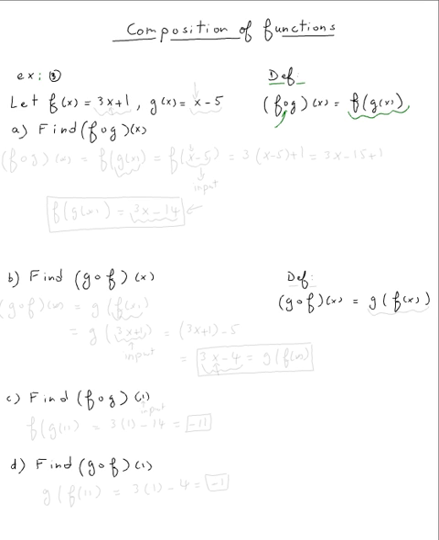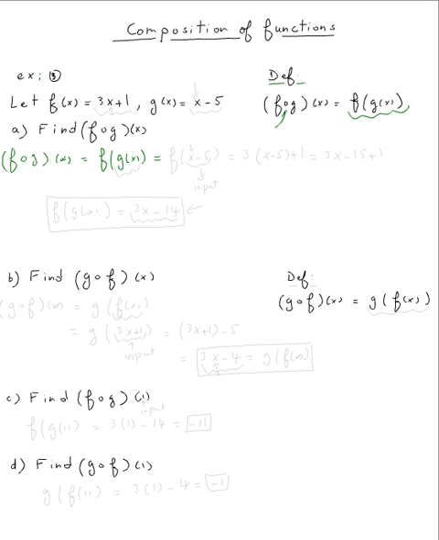So let's do example 1. F of x is equal to 3x plus 1. G of x is equal to x minus 5. And let's find f of g of x. So we know by definition f circle g of x is equal to f of g of x.